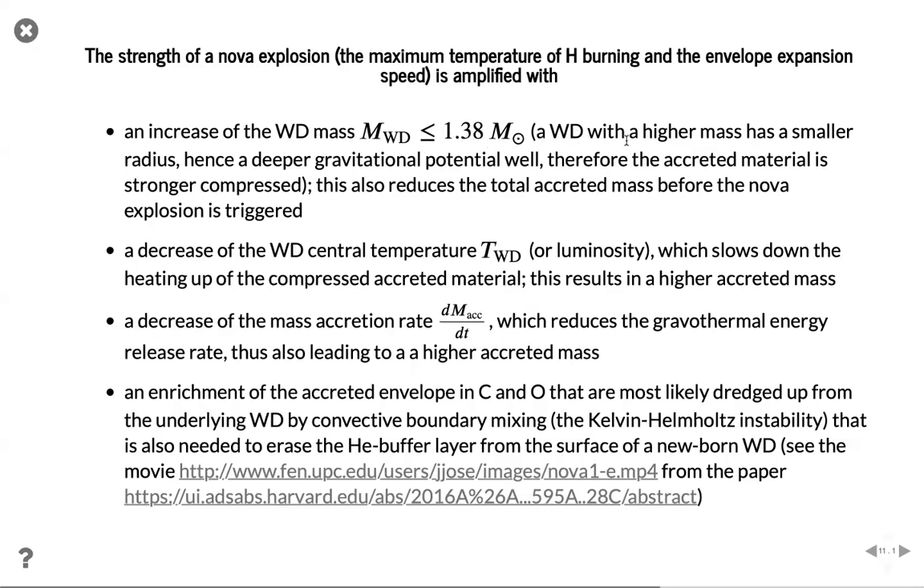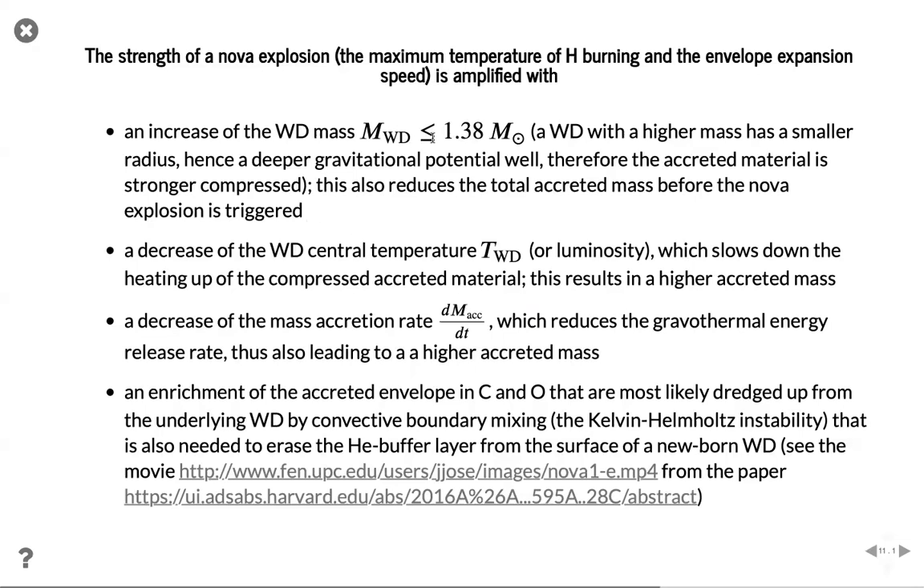So a white dwarf with a higher mass has a smaller radius. The mass-radius relationship for white dwarfs is such that a white dwarf with a higher mass has a smaller radius. Hence, it has a deeper gravitational potential well, mass divided by radius. Therefore, the accreted material is more strongly compressed in white dwarfs with higher masses. This also, by the way, reduces the total accreted mass before the nova explosion is triggered.